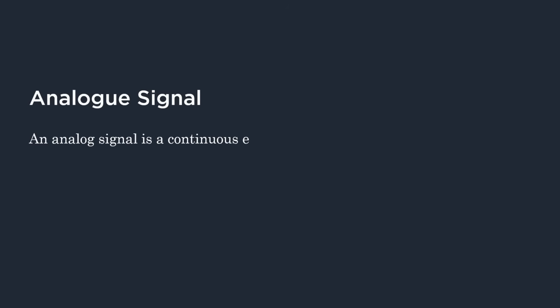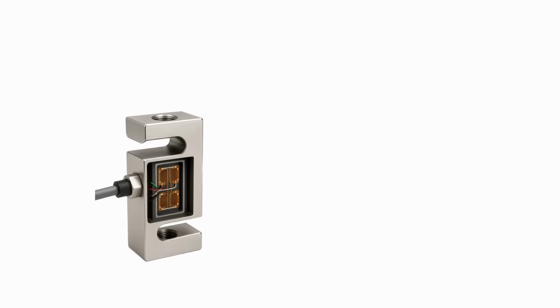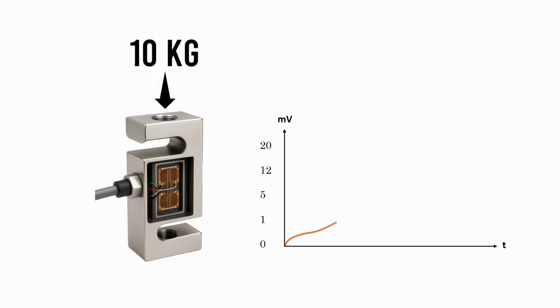So let's start from a very basic question. What is an analog signal? An analog signal is a continuous electrical signal whose value changes smoothly with the physical quantity being measured. For example, in a load cell, as the load increases, the output voltage of the load cell also increases smoothly. That's why it's called analog, because it changes continuously, unlike a digital signal.